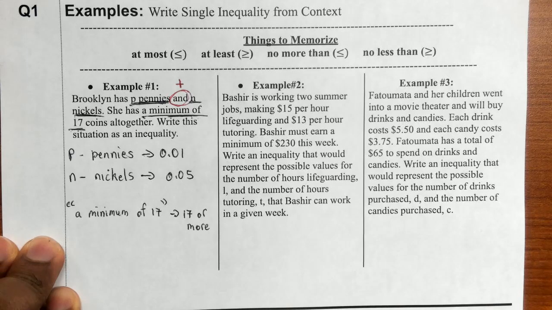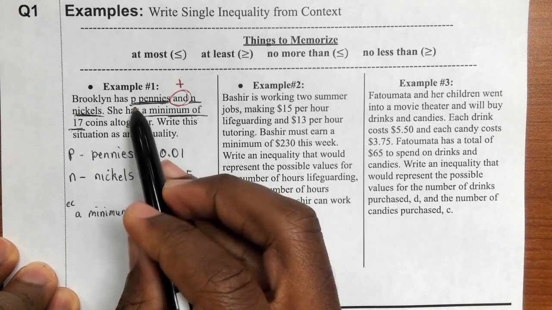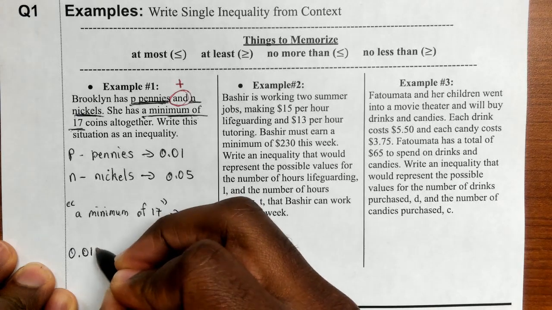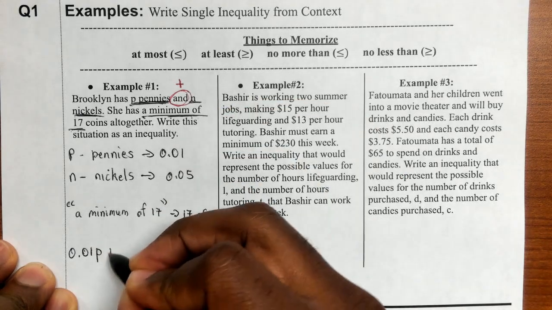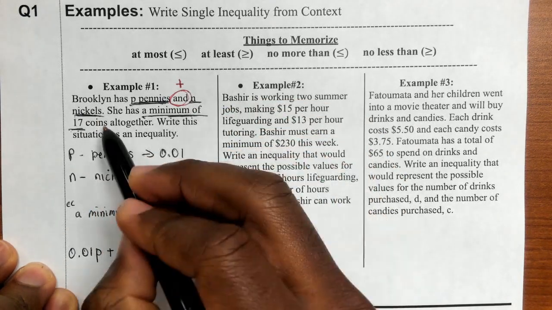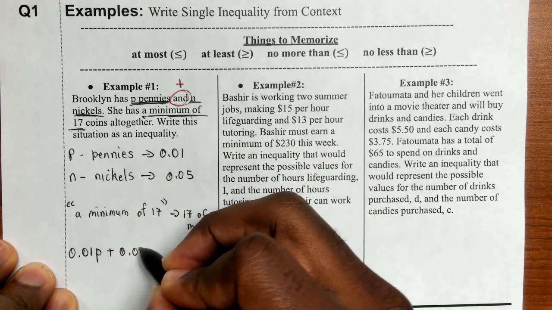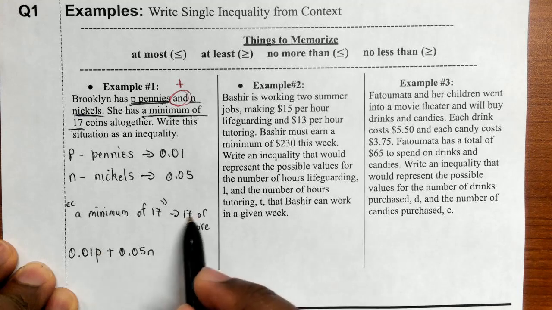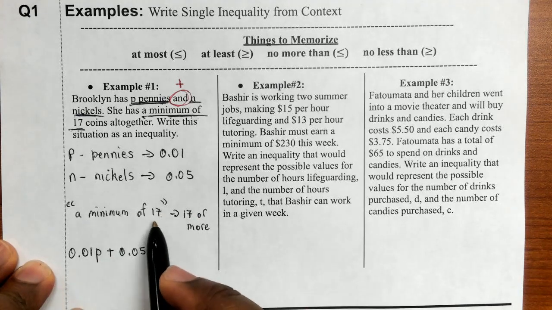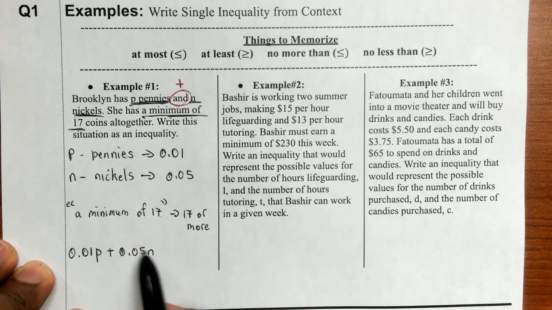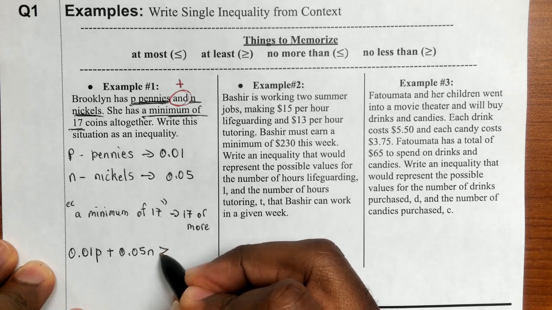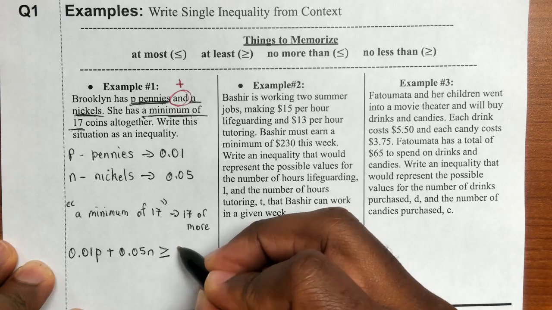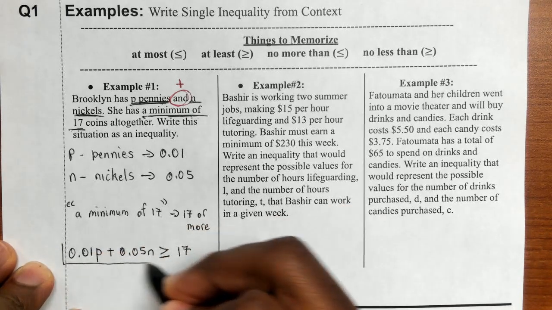So let's set up our equation. We have P pennies, so a penny is 1 cent, and "and" means we add. Then N represents nickels, and a nickel is 5 cents. And then a minimum of 17 means that this would be 17 or more. So this is going to be bigger than 17, or at least equal to 17.